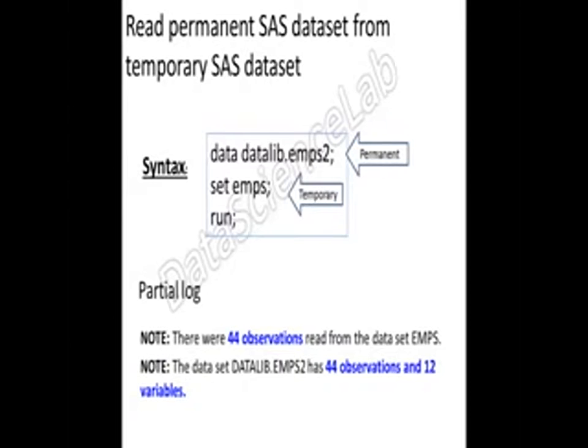All right. And in this case, let's see what the log says. Of course, the data set is going to look exactly the same because we are creating just the copy of the previous data set. There are 44 observations read from the data set EMS, and the data set datalib.ems2 has 44 observations and 12 variables. And that's the data set that we have created.